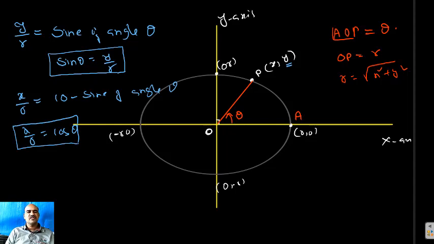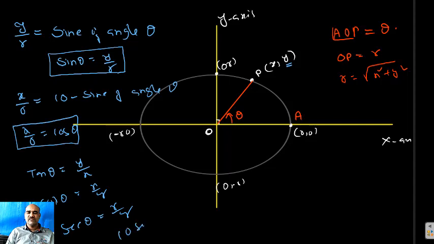Similarly, the remaining trigonometric ratios are defined, as already explained. Tan theta is defined as y by x, cot theta is defined as x by y, secant theta is defined as r by x, and cosecant theta is r by y. Sorry, secant is r by x, and cosecant is r by y. These are the definitions of the six trigonometrical ratios.